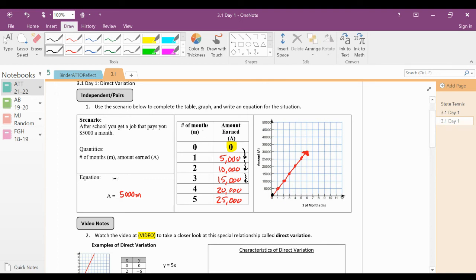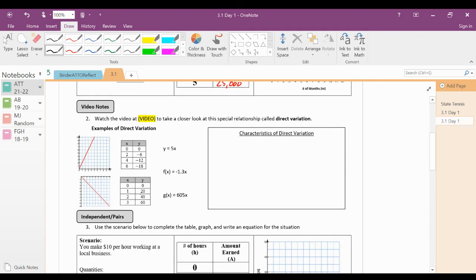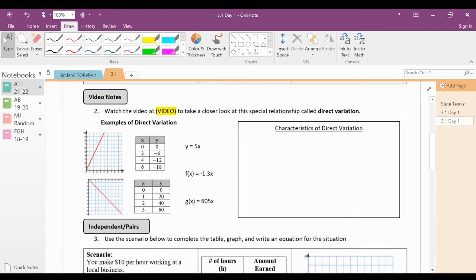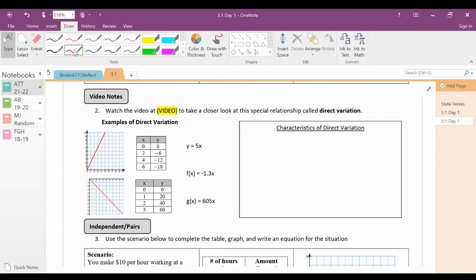Perfect. So now what we want to look at is what makes something direct variation. And there's a couple characteristics that are important. So if you look at these graphs and tables here, and even equations, we'll notice kind of two main things. First, if I look at all of these, there is a y-intercept of 0. In all these equations, technically they have that y-intercept of plus 0 tagged on to the end.